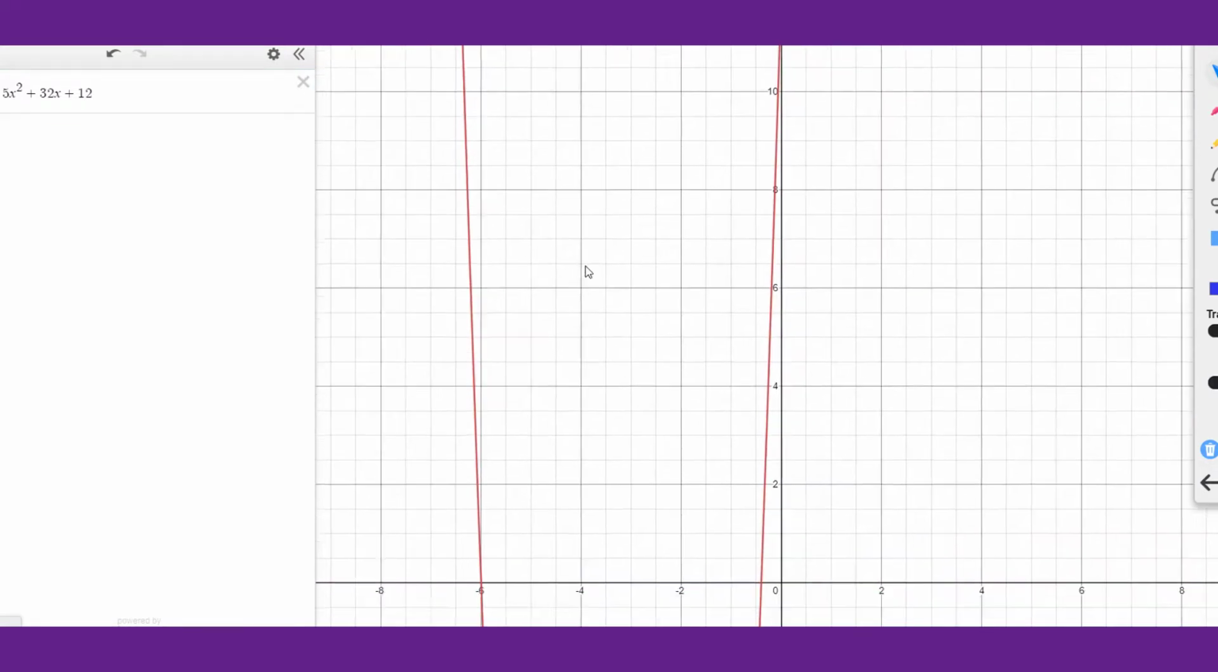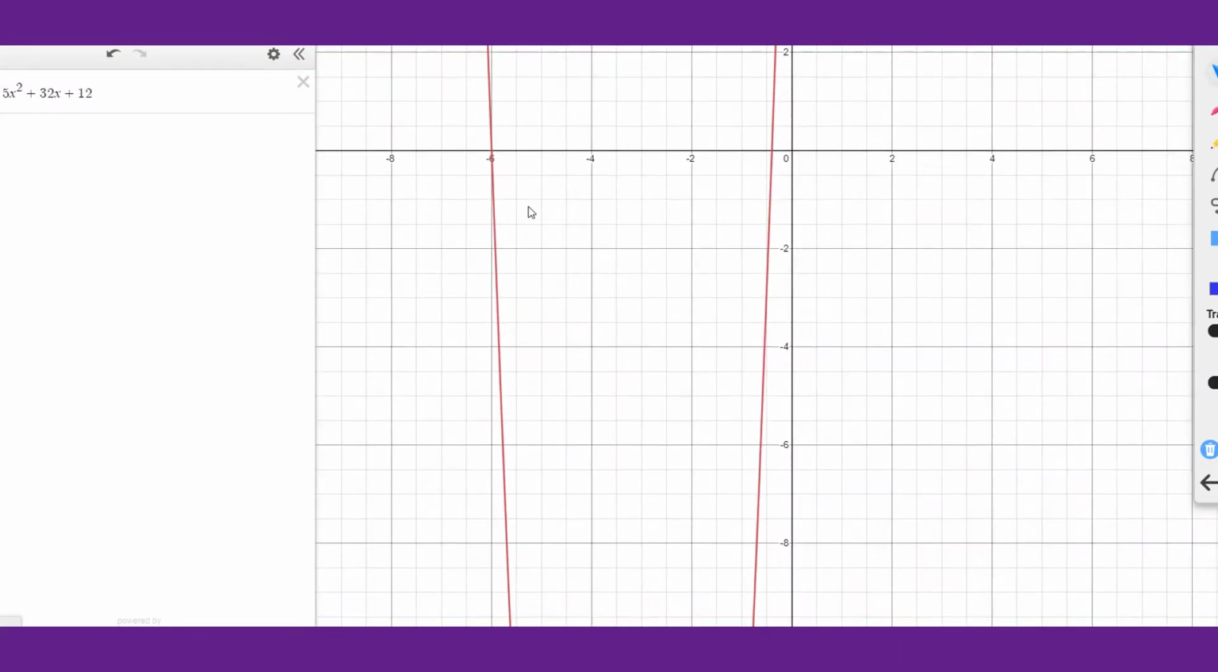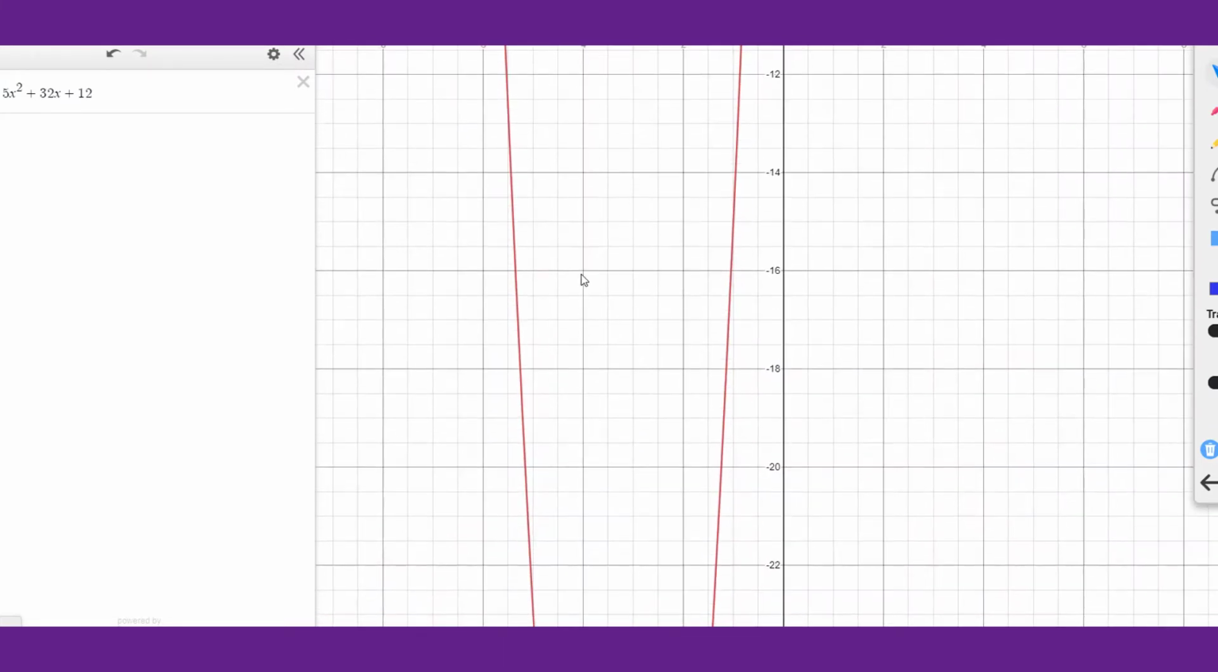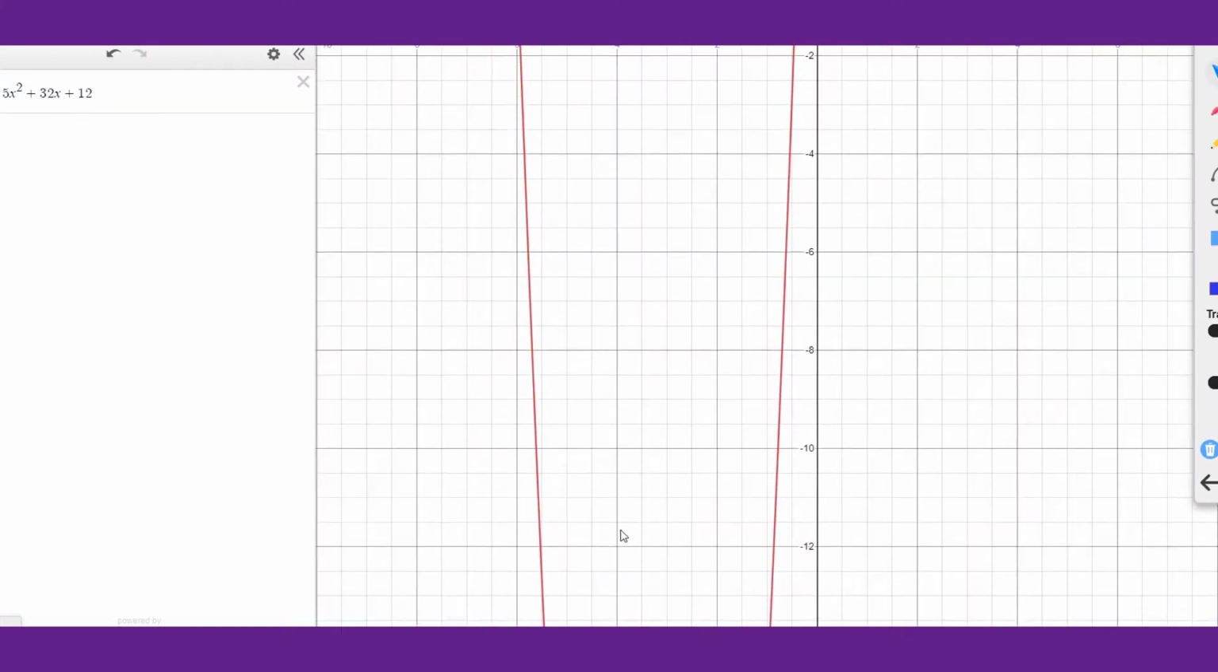All right, so we've got our intercepts at (negative 6, 0). So x equals negative 6 is one of your zeros. And then x equals about negative 0.4 is your other zero. So I would simply just have an understanding of how this happens and then let Desmos do the work.